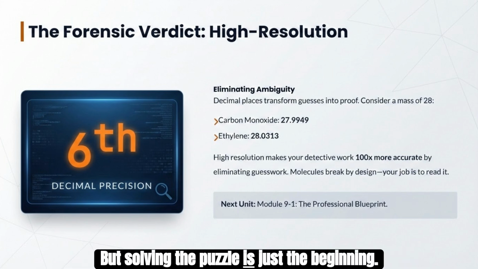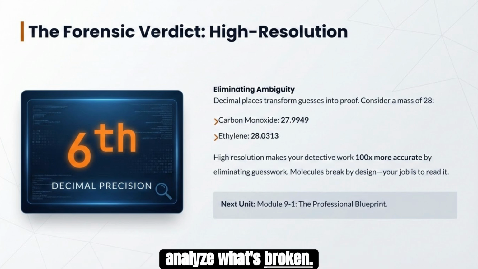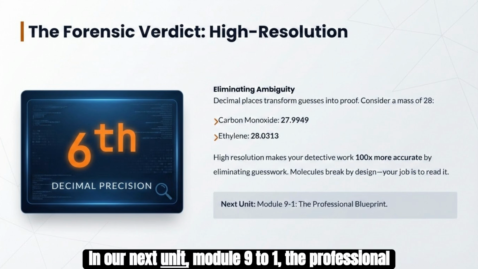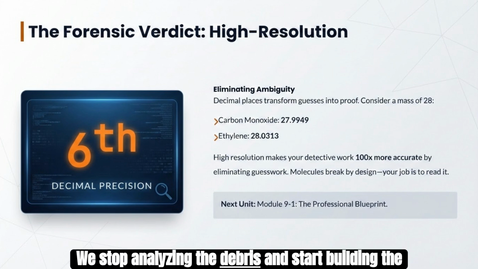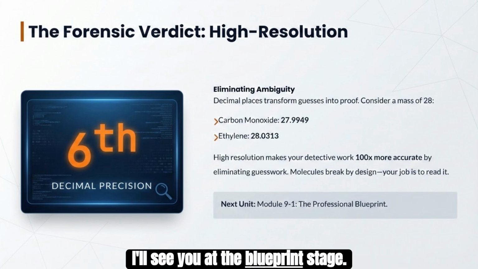But solving the puzzle is just the beginning. The world of industry doesn't just want you to analyze what's broken, they want you to build systems that don't fail. Get ready. In our next unit, Module 9-1, the professional blueprint, we stop analyzing the debris and start building the foundation for robust LC-MS/MS methods. I'll see you at the blueprint stage.